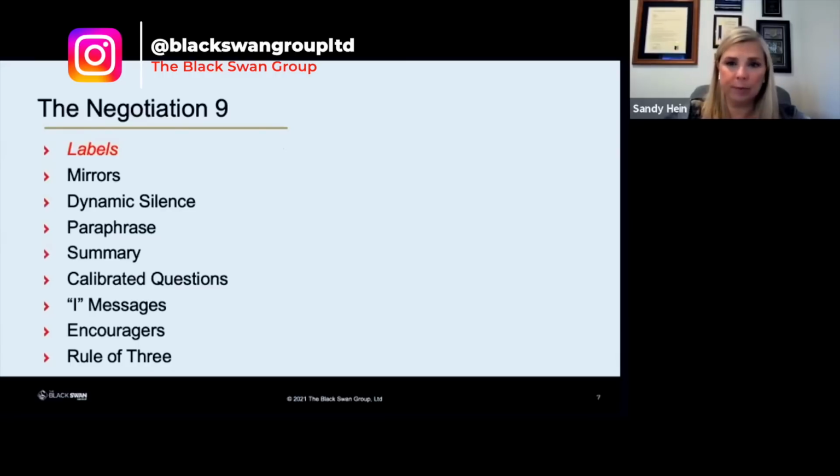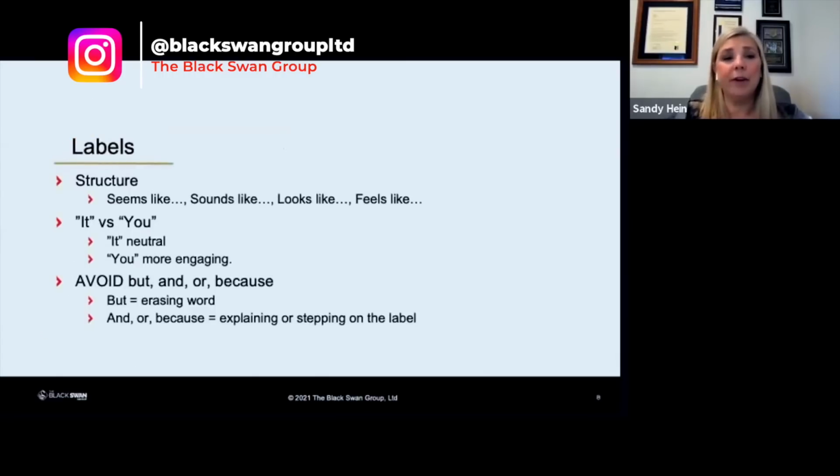Labels have a very specific structure. You're going to be saying, it seems like, it sounds like, it looks like, it feels like. You can use it or you can use you. It is neutral. It's where you should probably stay when you're starting to use the skills because it is neutral. You can use you, and it's definitely more engaging, but if you're not really very careful about the tone of voice that you have, using you cannot go very well for you.